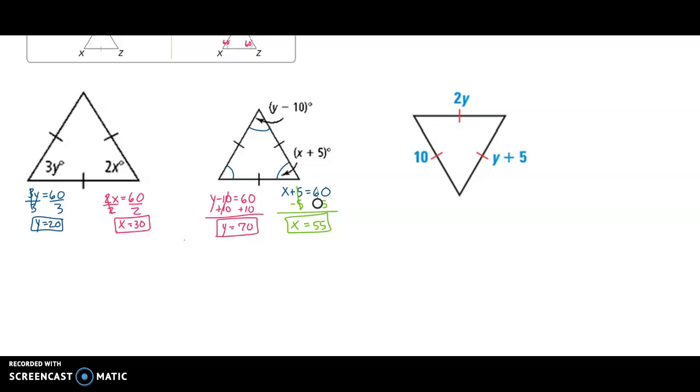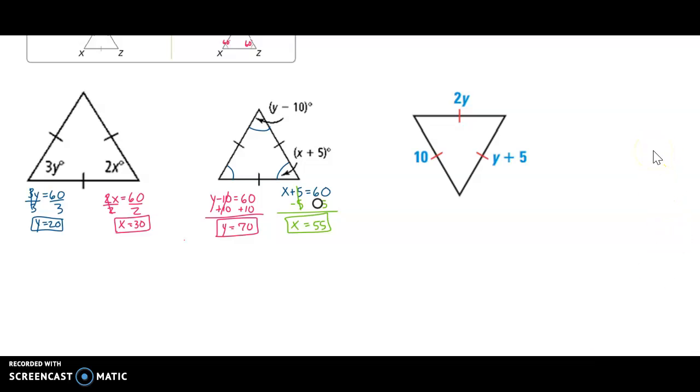And lastly, what if we don't have the angles? What if we have the side lengths? Remember, the side lengths, even though they are not 60 degrees, and we do not know how long the sides are, we do know that all the sides are equal, so set them equal to each other, okay?